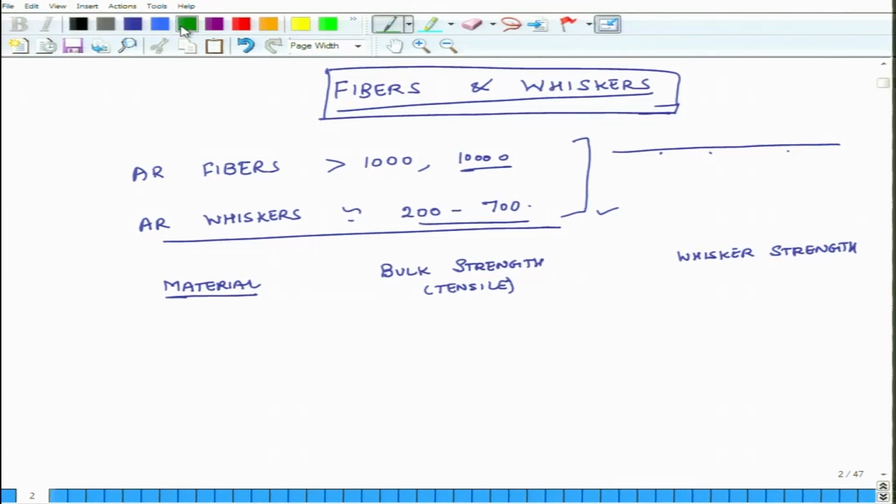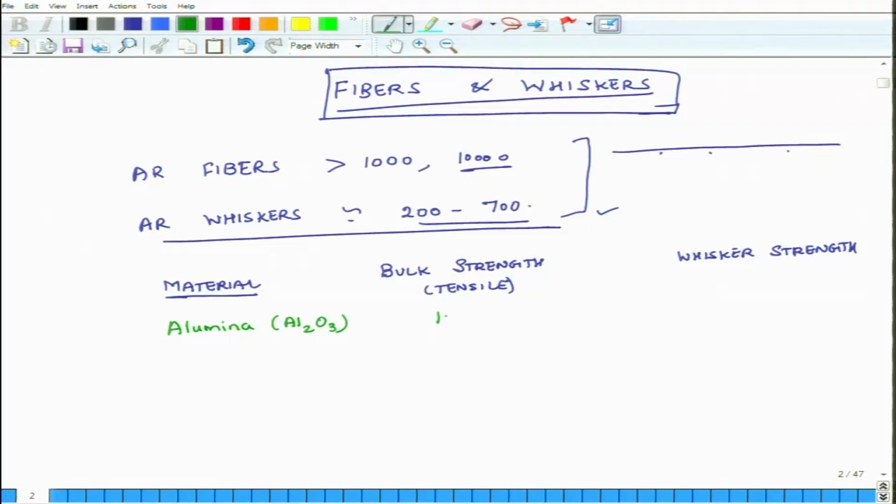The first material we will talk about is alumina. Chemically it is aluminum oxide. If you take this aluminum oxide in bulk form and test it in tension, it breaks at about 105 to 107 MPa, megapascals. The whisker strength is 19,000, so significantly higher, about 200 times more than that of the bulk strength.